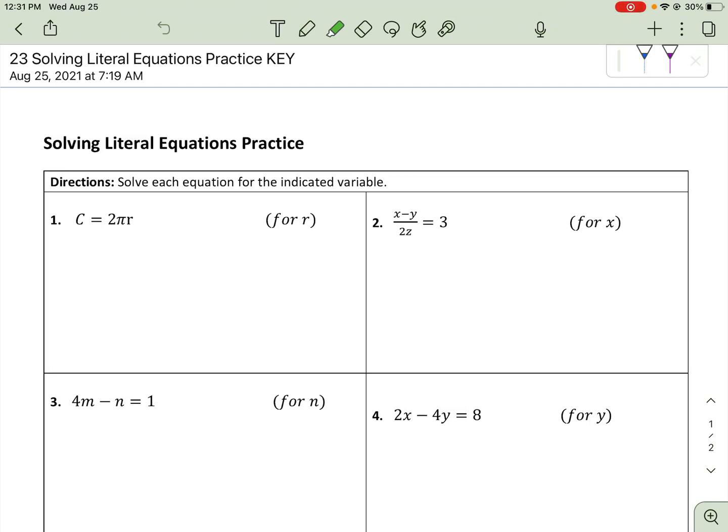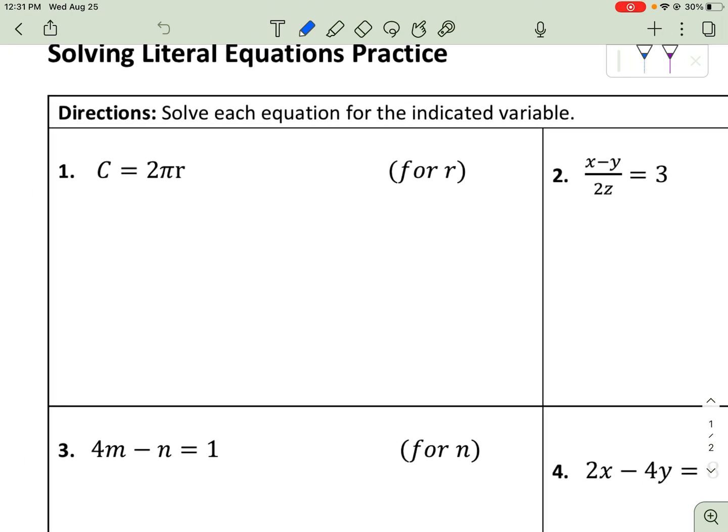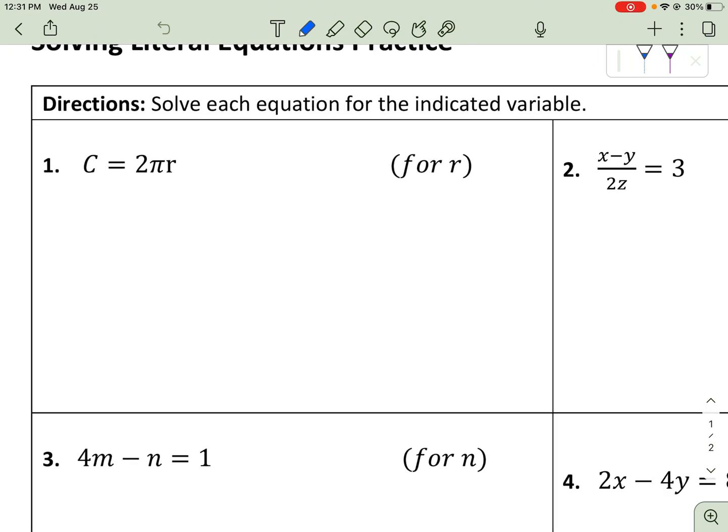Here is a video key for your solving literal equations practice, which is like when we solve equations for weird variables. On number 1 here, we're going to solve for r. So we got to get this r by itself, which means we got to get rid of the 2 and the pi. So in a single step, we can divide both sides by 2 pi. And when that happens, those cancel, and we're left with c divided by 2 pi equals r. And that's all you have to do on that one.